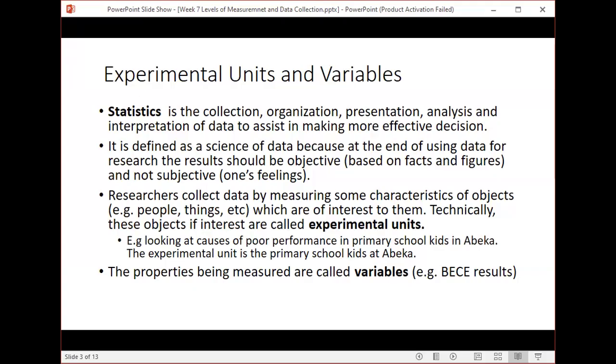Okay. And then whatever I'm going to measure on these experimental units are what we call the variables. So if it's about students and I'm going to ask for their age, then age becomes a variable. If I'm going to ask about their height, or the number of times they eat when they go to school, or their BECE results, all of these are variables because it's a measurement that we are taking from the experimental unit. So that's the difference between the two. Experimental units are the objects or items that we are taking data on. The variables are what we are measuring on those particular experimental units. Okay, so get the distinction.